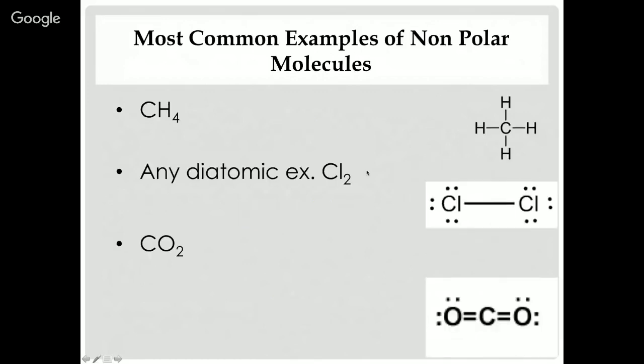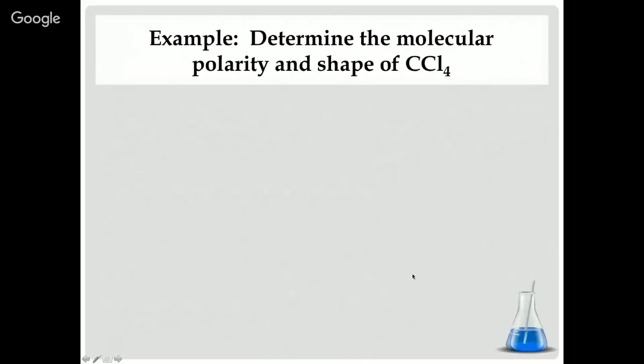For the nonpolar examples we had, CH4 I mentioned earlier, since we have 4 atoms around the central atom, that's going to be tetrahedral. Here we have 1 atom bonded to another, so that's going to be linear. And the same for carbon dioxide.